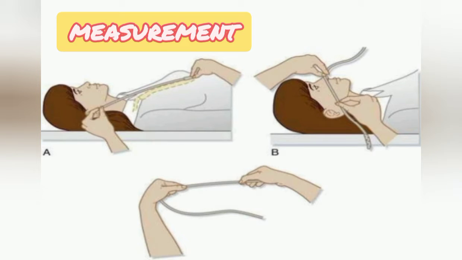Coming to the measurement, I have already explained it, so have a look at this figure and you will understand it. The distance is from the earlobe to the tip of the nose and then to the xiphisternum.